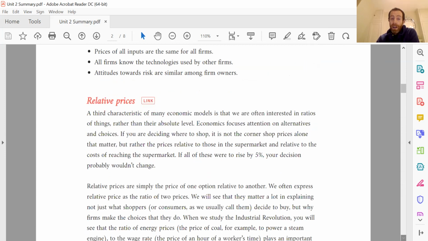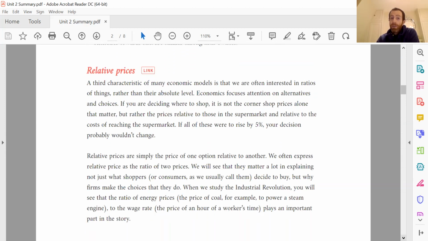All right, a really key idea here, and again in economics in general, is the idea of relative prices. There's a nice example here. If you're deciding where you want to shop, if we're comparing a corner shop and a supermarket, what is most important to us is what are the prices in the corner shop relative to the supermarket? Are they more expensive? Are they cheaper? And that's what we mean by a relative price, prices of one thing compared to another.